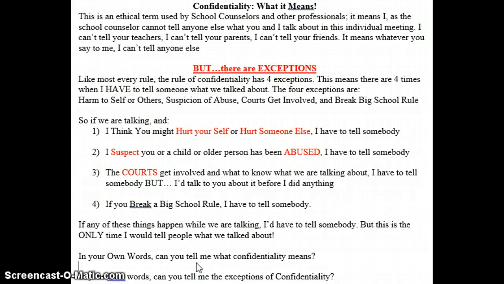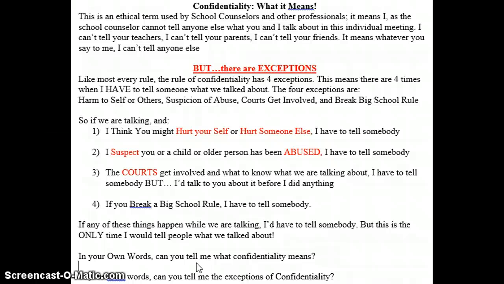So the first thing you need to know is that confidentiality is actually an ethical term that is used by school counselors and other professionals. Confidentiality means that you as the school counselor cannot tell anyone else what you and the student talk about in an individual meeting. It means you can't tell the teachers, you can't tell parents, you can't tell friends. Confidentiality means that whatever the student shares with you stays with you. However, like most rules, there are a few exceptions.